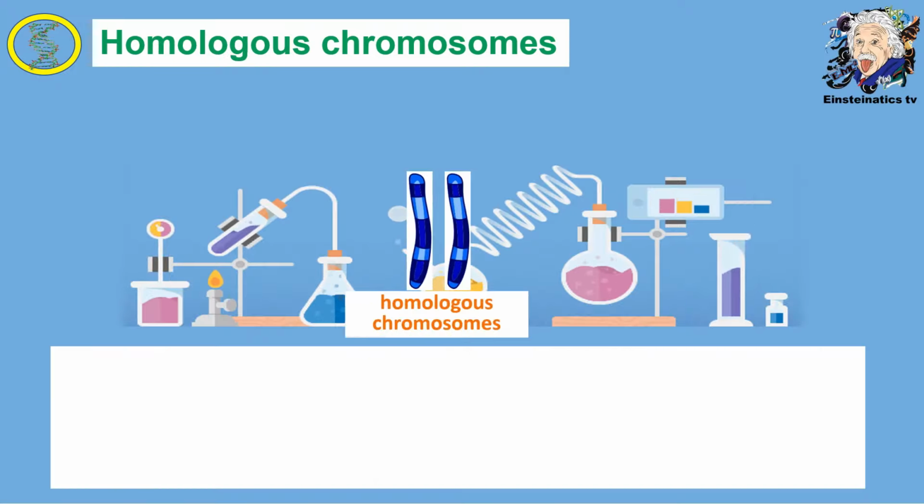Now, let's take up homologous chromosomes. Ano nga ba yung ibig sabihin ng homologous chromosomes? So, pag sinabing homologous chromosomes, these are chromosomes that are matched in pairs based on their size and shape.